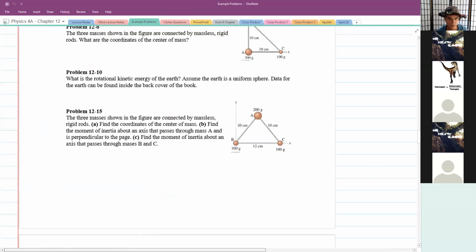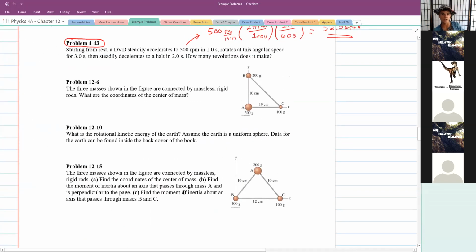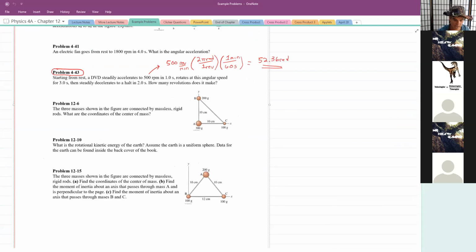Problem 12.6. It says three masses shown in the figure are connected by massless, rigid rods. What are the coordinates of the center of mass? What you're going to do here is define where you want the origin to be. I'm going to define my origin right here where mass A is. And the position of my center of mass, I've only got three objects, so let's just use A, B, and C.